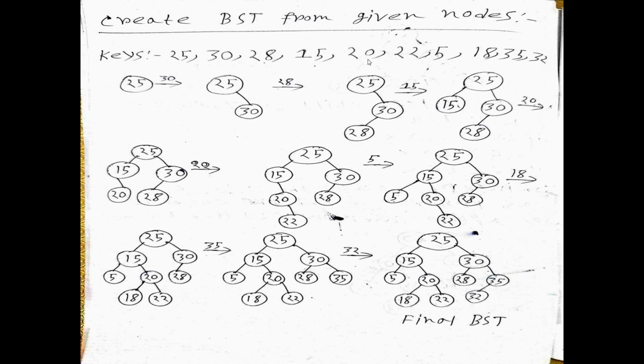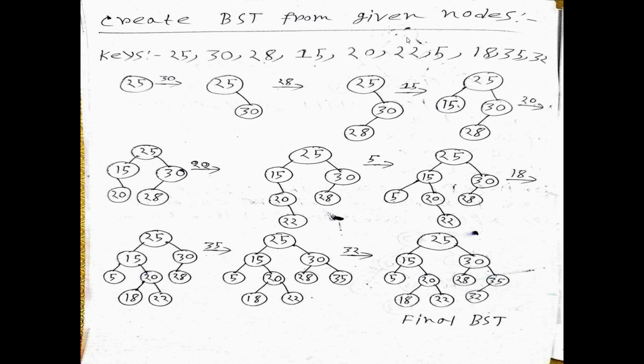Next element is 20. Now again compare with 25. 20 is less than 25. So 20 goes to the left subtree. Now on the left child there is an element. What is the element? That is 15. So we are now comparing 15 and 20. 20 is larger than 15. That means 20 becomes the right child of 15.